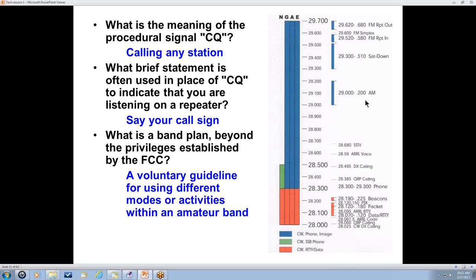Up in here we have AM voice. Here we have a portion that's been set aside for satellite downlinks. Here we have a portion that's been set aside for repeaters, the repeater inputs and the repeater outputs. So this is the voluntary band plan on this side. It is voluntary, but if you are causing interference and not adhering to the band plan, then there can be consequences. So yes, it is voluntary, but it's also a good thing to follow.